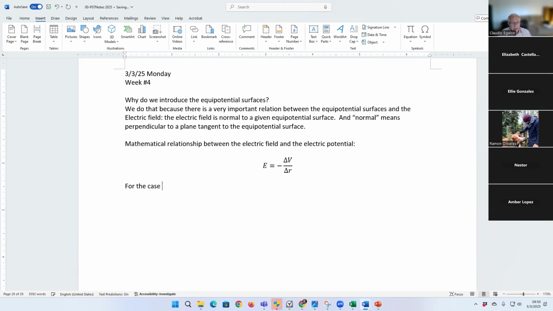For the case of a uniform field, the above relation becomes simpler. Instead of delta r, delta r is replaced by delta x. And we're going to see that in the lab that we are doing.